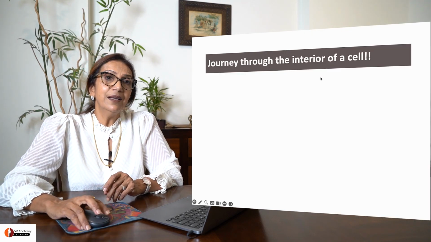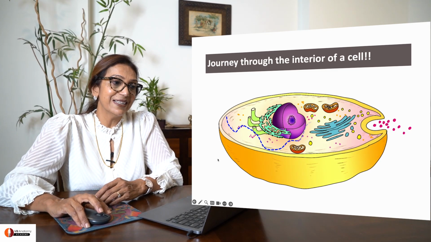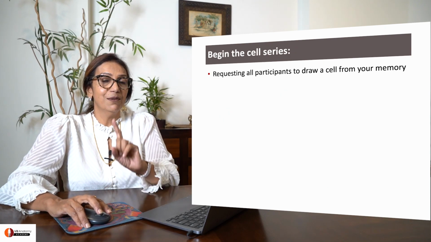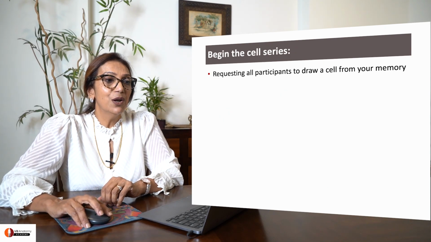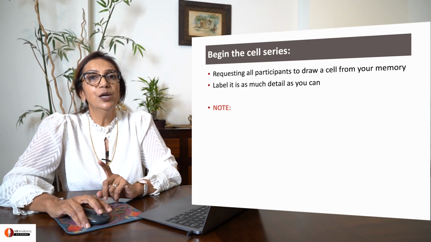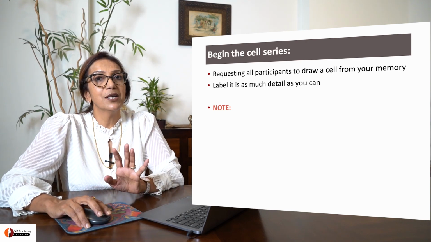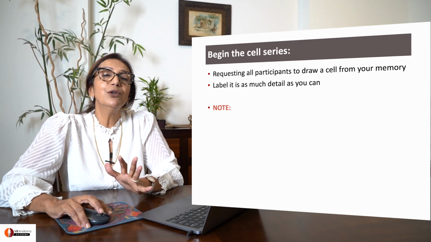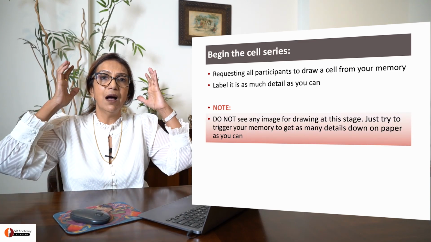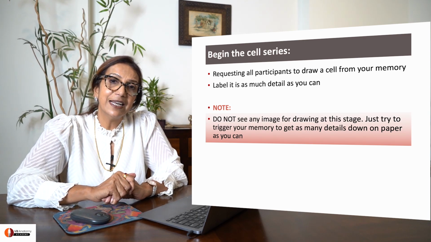So I'm really looking forward to this journey with you when you travel through the cell with me. Begin the cell series now with your first assignment. Draw and label a cell from your memory. You will not look at any internet image or any school book image to draw. Just draw whatever you remember of the cell as it was taught to you in your school years. Armed with that visual image, let's begin our journey through the cell by attending cell part 1.